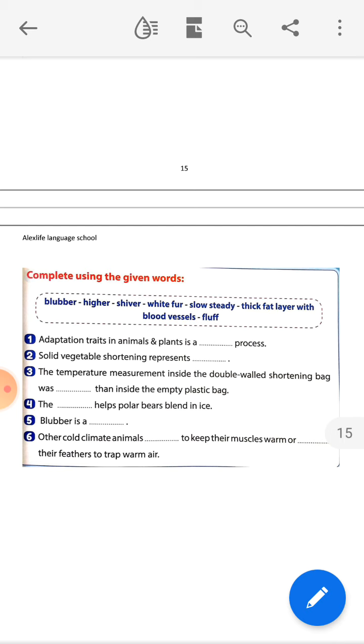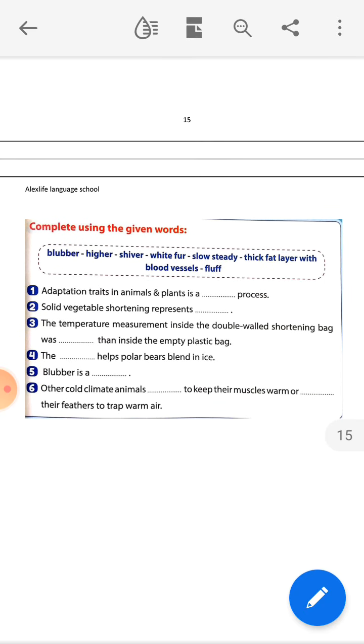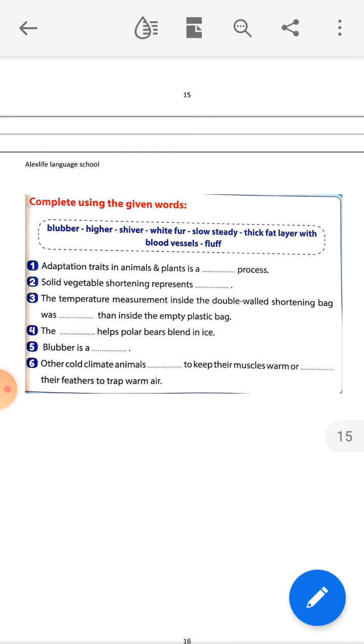Okay, complete using the given words. Adaptation of traits in animals and plants is a slow, steady process. Okay, solid vegetable shortening represents the thick fat layer with blood vessels. The temperature measurement inside the double-walled shortening bag was higher than inside the empty plastic bag. The white fur helps the polar bear blend in with the ice. Blubber is a thick fat layer with blood vessels.